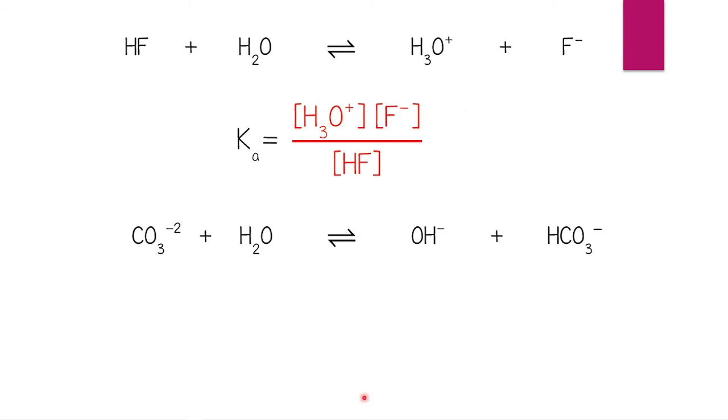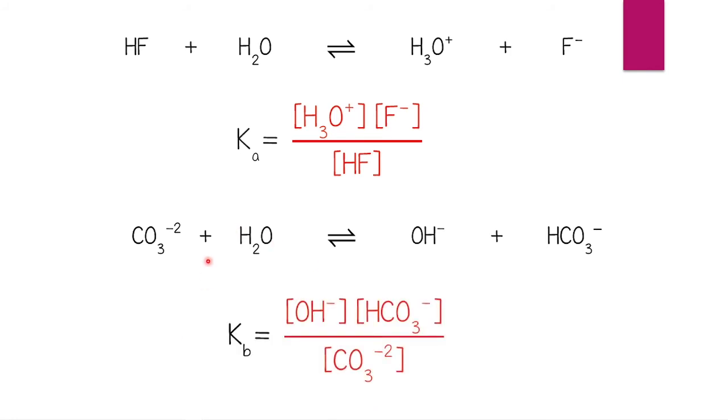The second one, it is a base. So we're going to grab our base, which is the CO3 2-, which we know is the base because the conjugate acid has an added H+. And then both of these products will go on the top. So OH- and HCO3-. So writing an expression, whichever acid or base you've got is written on the bottom. Both of the products are going to be written on the top.